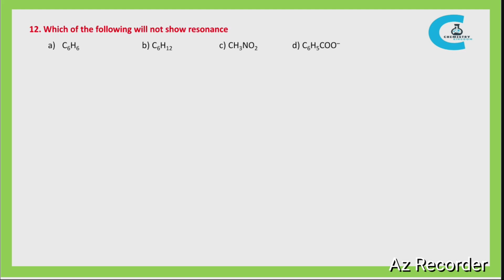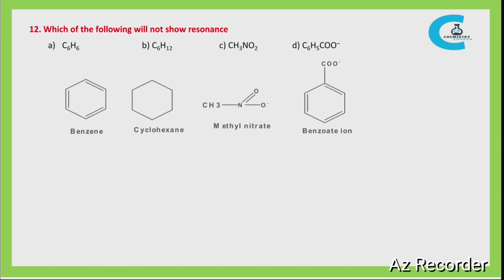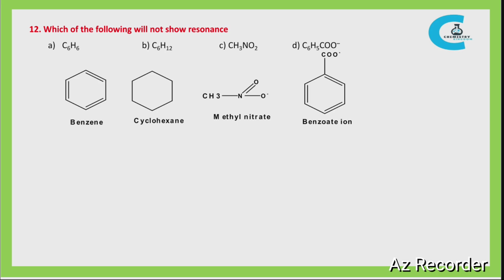Which of the following will not show resonance? To show resonance, conjugated double bond character should be present. Correct or not? C6H6, first is benzene. C6H12 is cyclohexane. Methyl nitrate, benzoate ion. In all cases, double bonds are there, single bond, double bond. But in the second option, cyclohexane, there is no double bond for resonance. Hence, in cyclohexane, C6H12, resonance is not possible. I hope you understood the explanation.